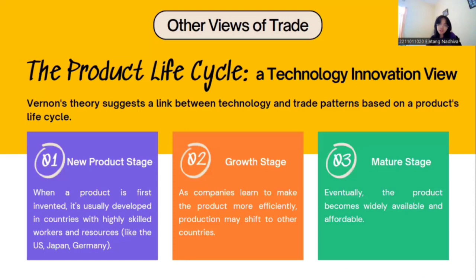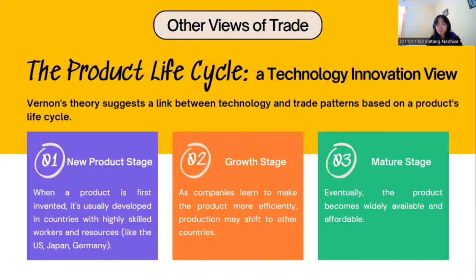So this is the other view of trade, the product life cycle, a technology innovation view. Vernon's theory suggests a link between technology and trade patterns based on the product life cycle. The first one is the new product stage. When a product is first invented, it is usually developed in countries with highly skilled workers and resources like the US, Japan, and Germany. The next one is the growth stage.